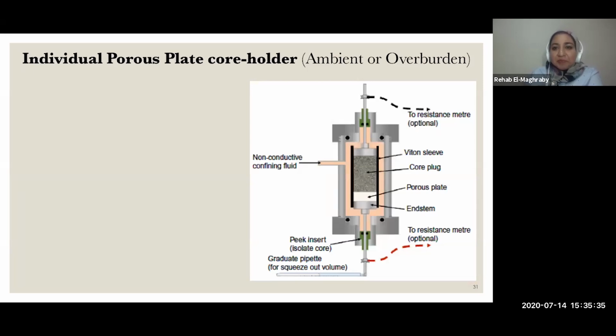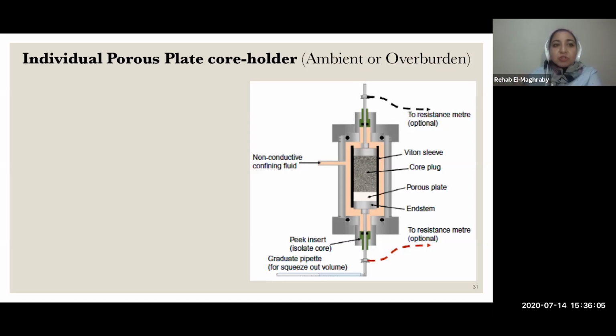The second porous plate method is the individual porous plate core holder. You remember for the batch process, at each step you open your system, take the core out, weigh it, and place it again, close the system, pressurize, depressurize, take the core out, weigh it, and return it back. So it is somewhat time consuming. Also, you cannot use oil; you're just using brine.